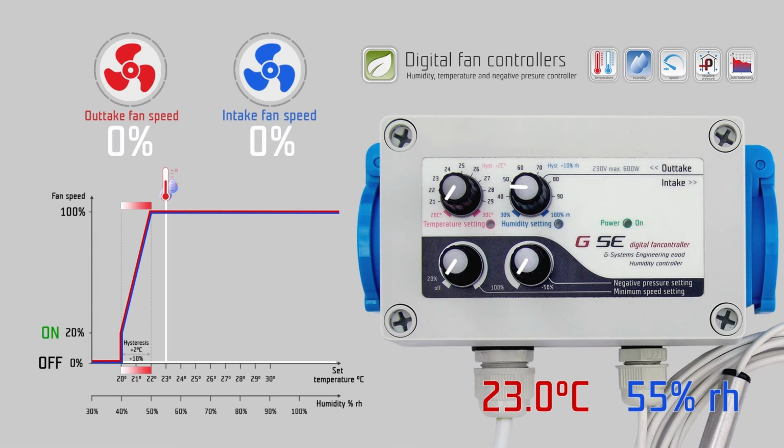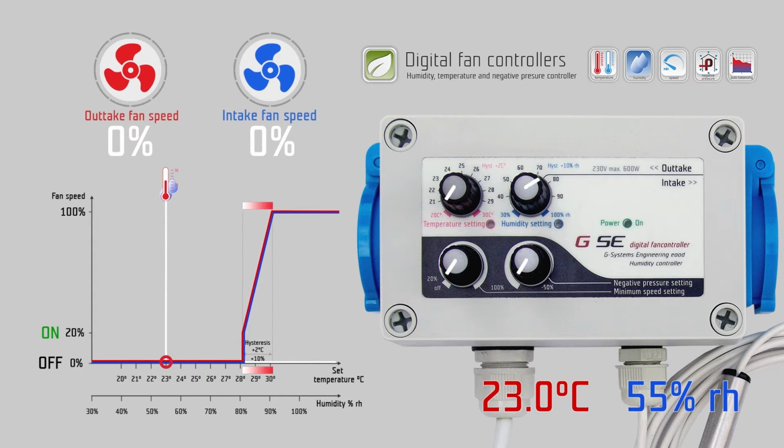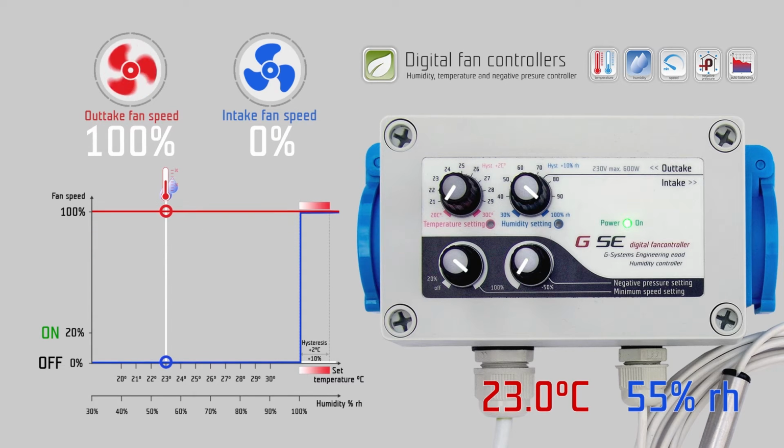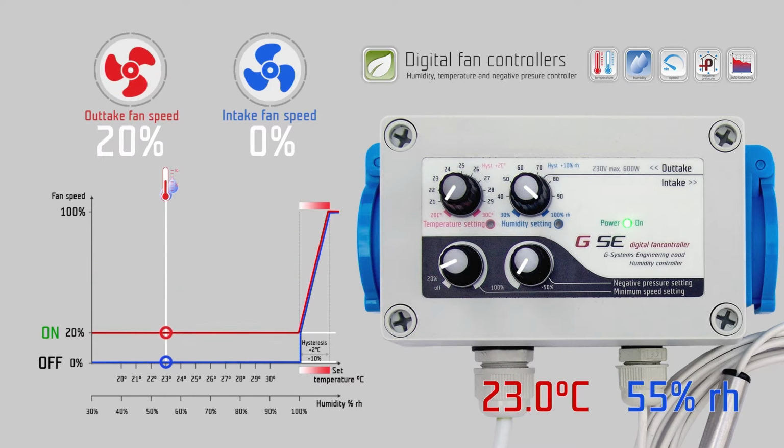The temperature range is from 20 to 30 degrees Celsius. The humidity range is from 30% to 100% relative humidity. The minimum speed setting from off position jumps to 20% and is variable up to 100% speed. And the negative pressure setting is from 100% to -50% intake fan speed.